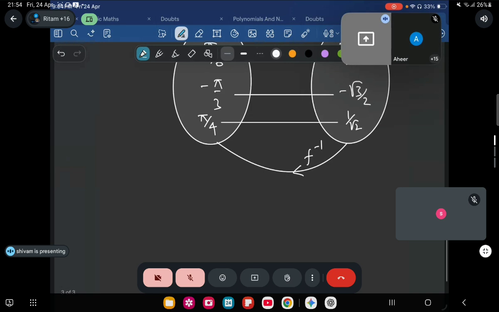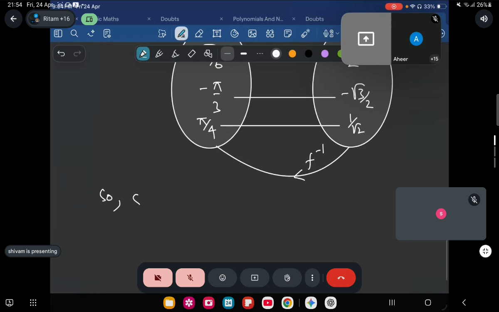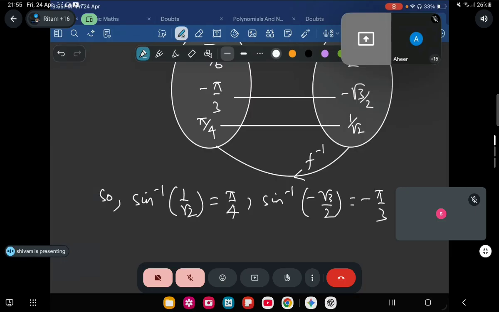And so we can say sine inverse 1 by root 2. What is sine inverse 1 by root 2? Pi by 4. What is sine inverse minus root 3 by 2? Minus pi by 3. And so on and so forth.